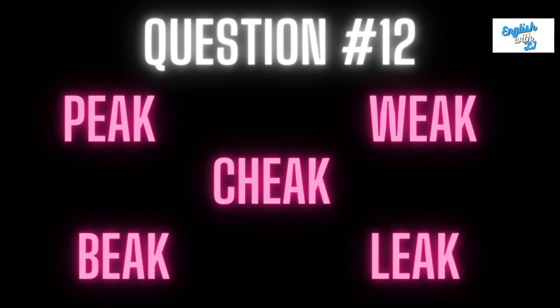Question number 12: peak, weak, cheek, beak, leak. Peak, weak, cheek, beak, and leak. The incorrect spelt word there is cheek, because it's spelt with a double E instead of E-A.